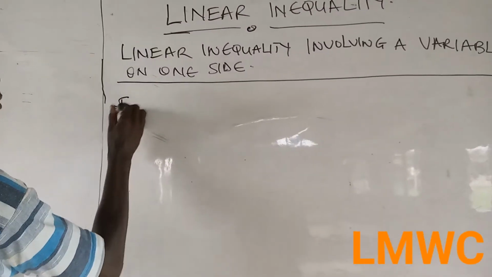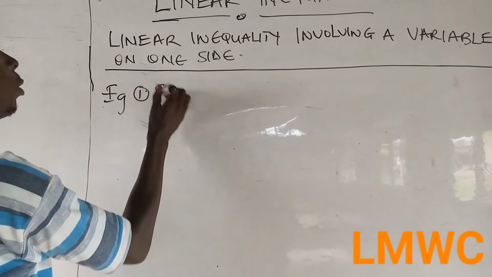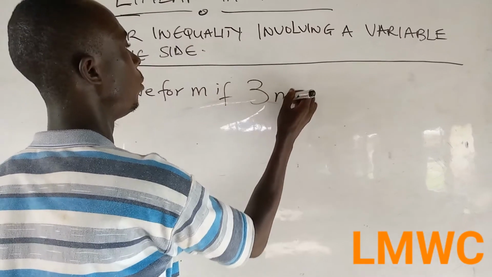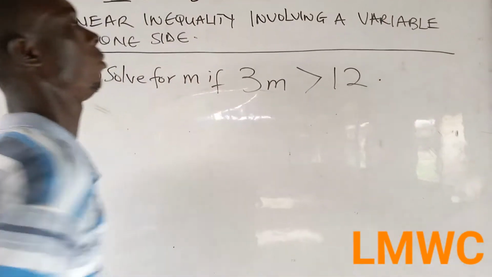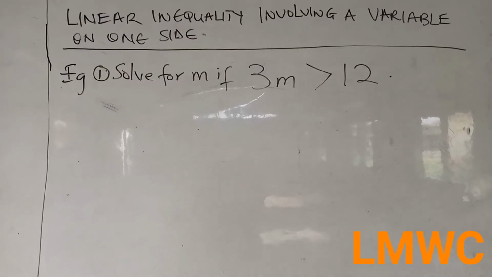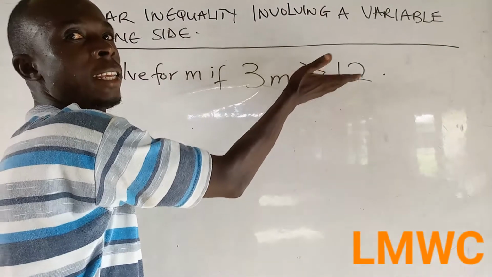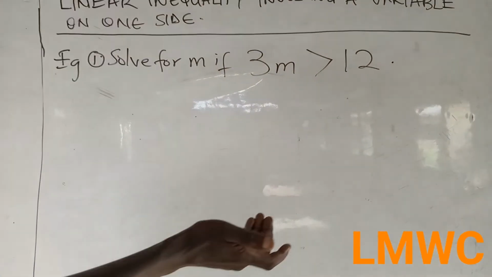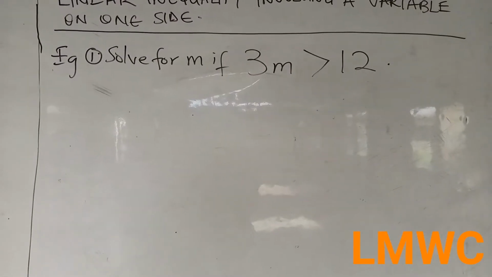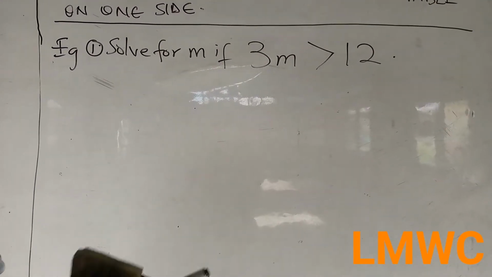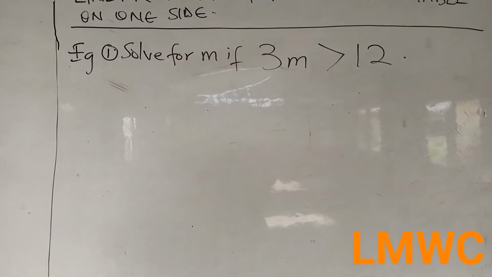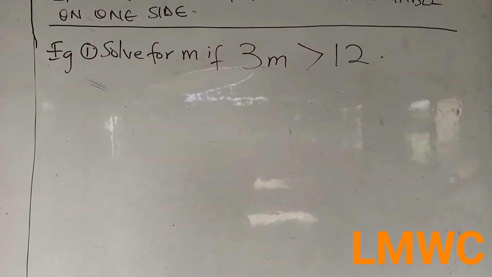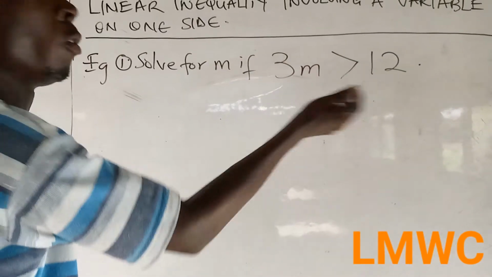Example 1. Solve for m if 3m is greater than 12. You see, when we were treating linear equation, I brought an equal sign here, but now I have introduced a symbol called greater than. That's why in our previous lesson I said linear inequality involves symbols. So it's the same methodology in solving linear equations, so we won't waste time on this topic. 3m is greater than 12.